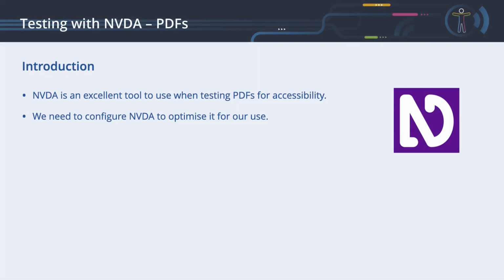NVDA is an excellent tool to use when testing PDFs for accessibility. For this purpose, both Adobe Acrobat Reader and Acrobat Pro can be used. In addition to the initial settings explained in the configuration chapter, we need to configure NVDA to optimize it for our use.